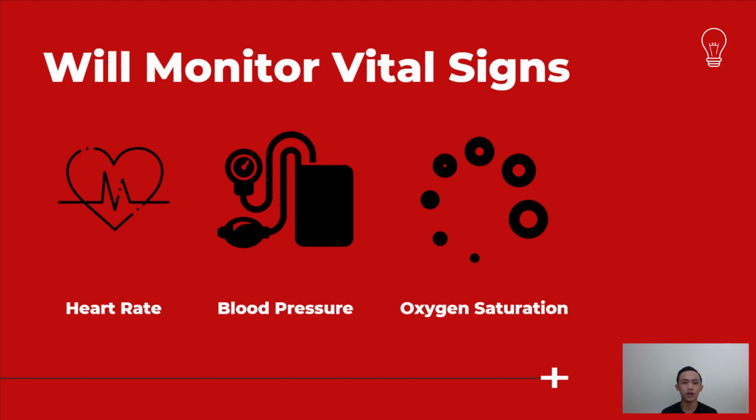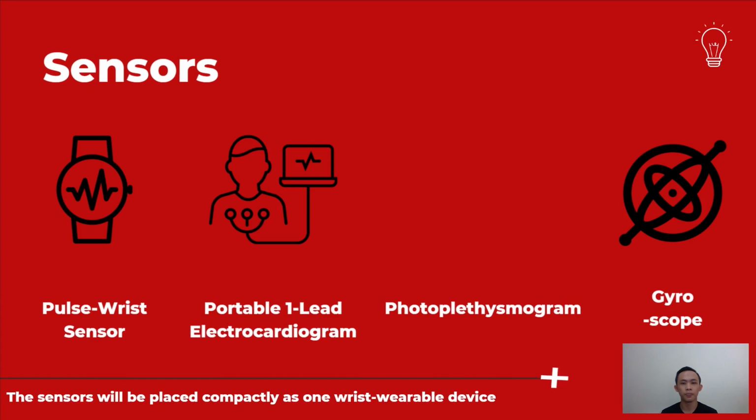There are several sensors that I'm going to use. The first sensor is a pulse rate sensor to monitor your heart rate, and a portable 1-lead electrocardiogram to measure your heart rate variability, and photoplethysmogram to measure blood pressure and oxygen saturation, and of course a gyroscope to check the patient's condition. The data will be processed in the cloud with supervised machine learning using a decision tree algorithm to give a real-time warning to the patient about his or her condition.